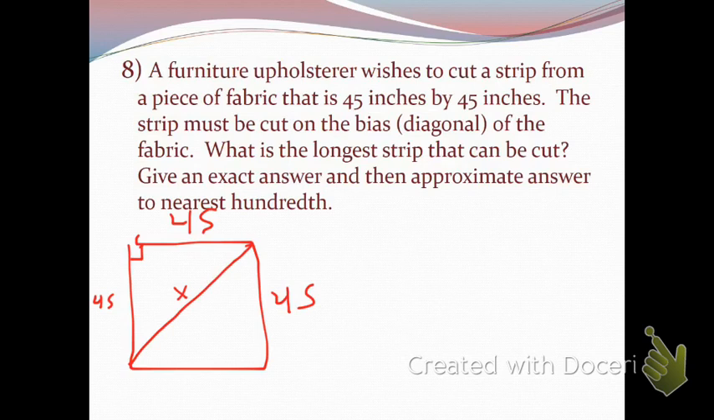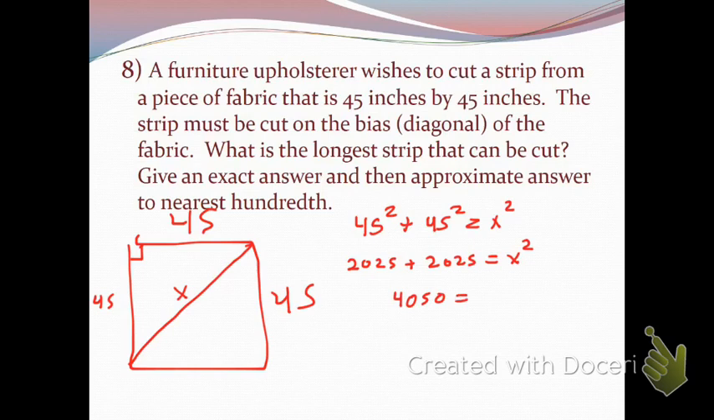I know it got crazy. I put words in and things got complicated, right? 45 squared plus 45 squared equals x squared. You guys got to coach me up on this. I don't know what 45 squared is. 2025? Thank you. Okay, I can do the rest because that would give me 4,050 equals x squared. And then I'm going to take the square root.